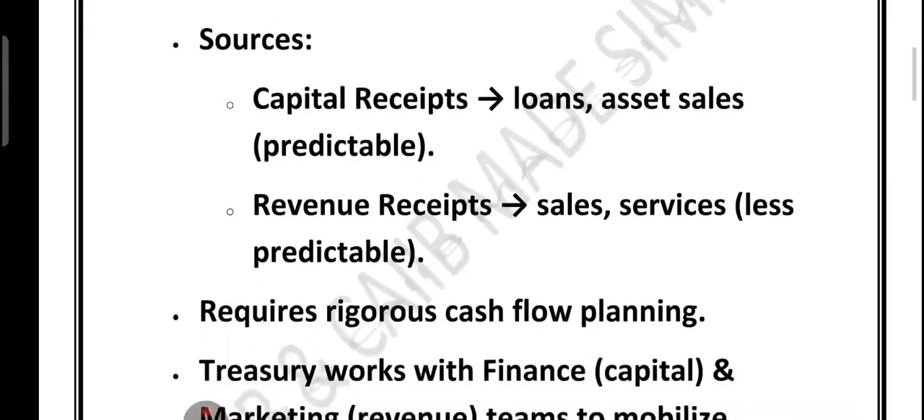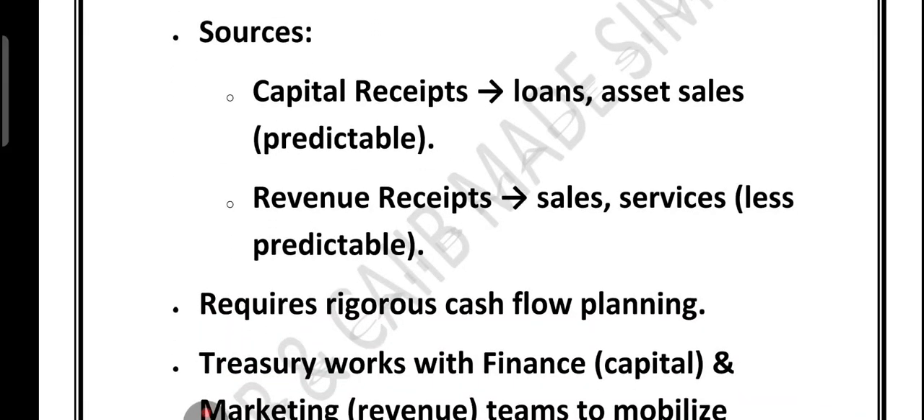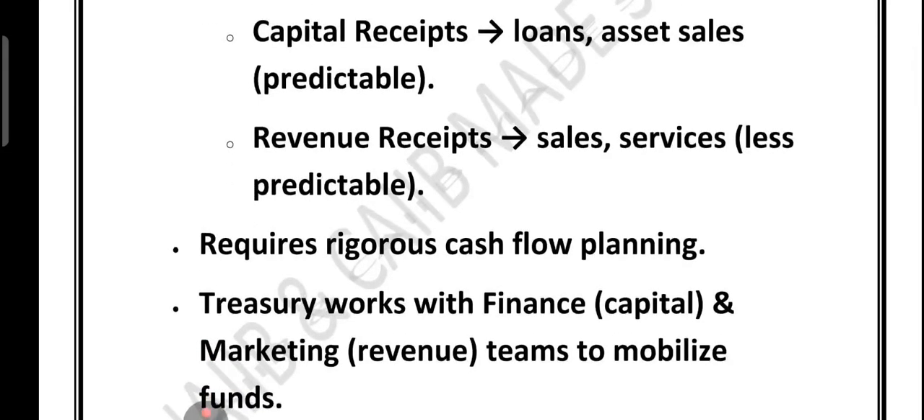There are two main sources of fund. One is the capital receipt, like loan or the money from selling the asset, which we call disinvestment. They are predictable. However, on the other hand, the revenue receipt, like income from sale and income from service, is less predictable. So in terms of predictability, capital receipts are more predictable, right?